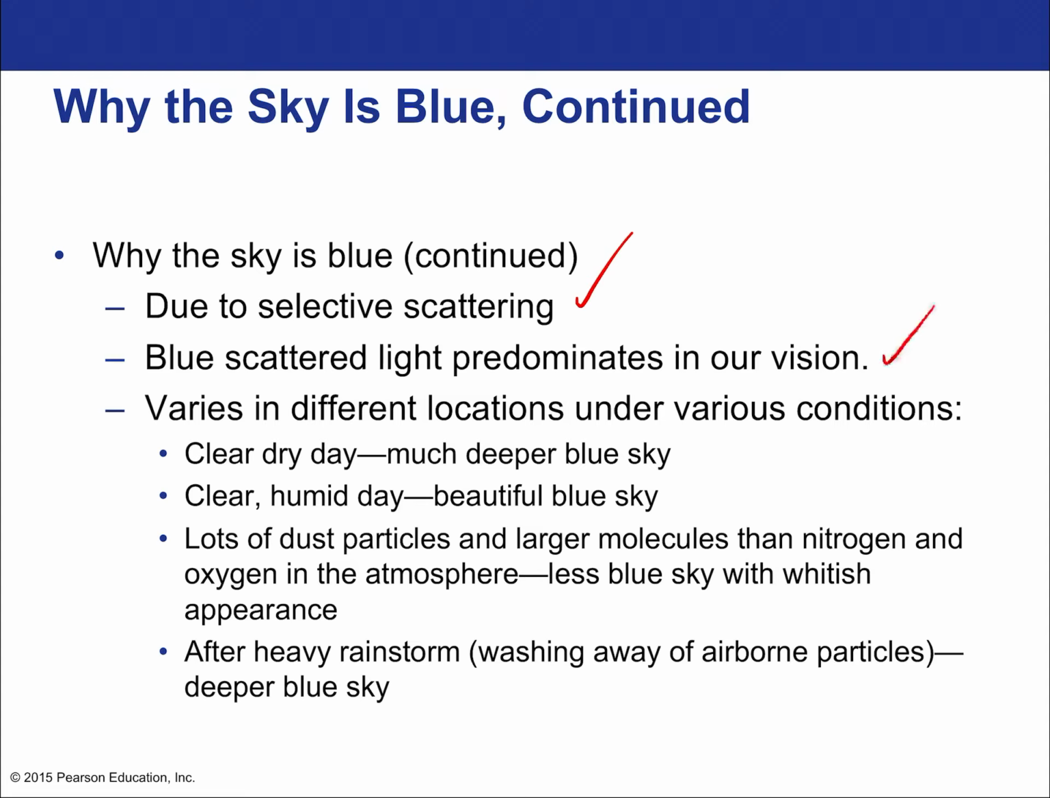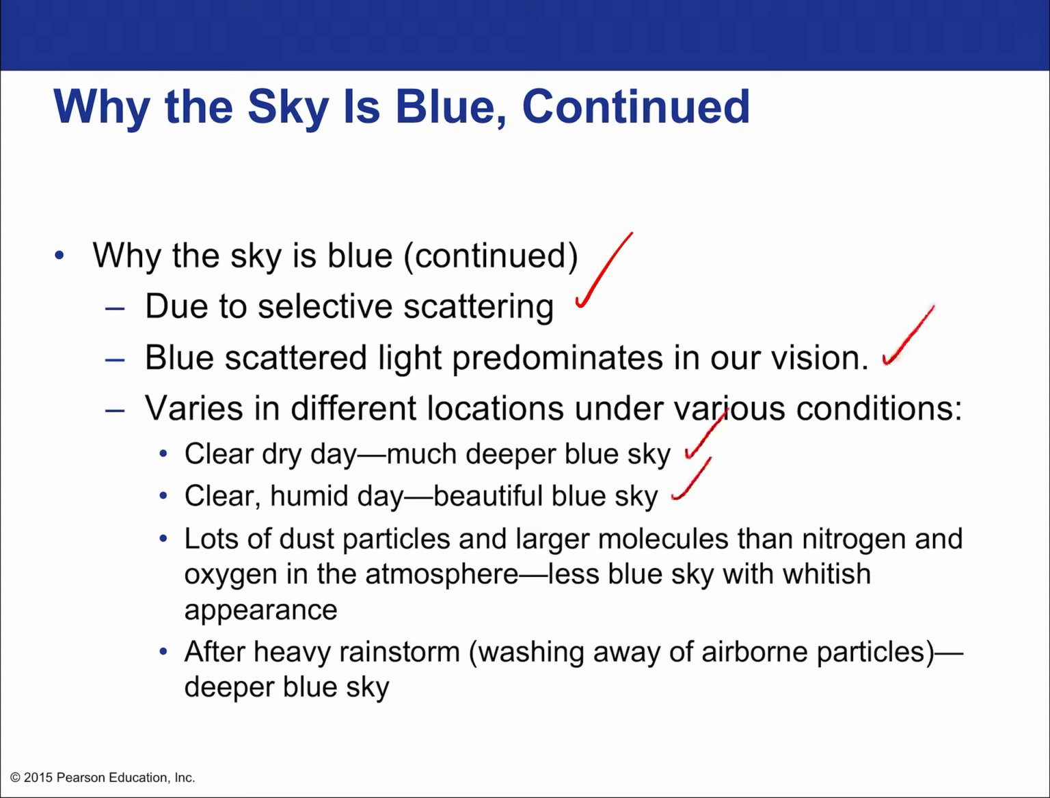So it does vary in different locations under various conditions. So if you have a clear, dry day, that's a deep blue. When there's water molecules, so you have some humidity in the atmosphere, that creates a beautiful blue. All right. When there's lots of dust particles, then things can actually appear more white. You have a whiter sky.